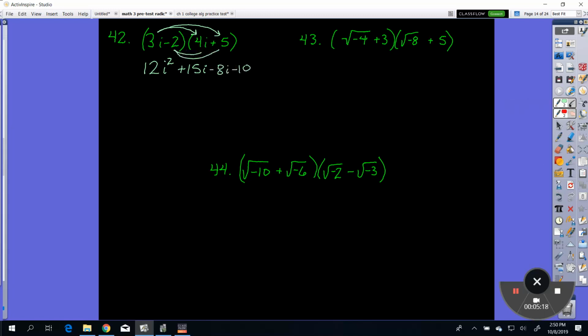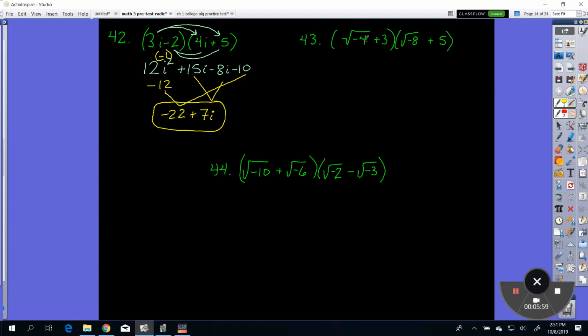So now I can combine like terms. Well, actually, first we need to remember i squared is negative 1. So that's really 12 times negative 1, which just makes it negative 12. Remember, i squared in essence, all it does is change the sign from being a positive to a negative, or if it's a negative, it changes it to a positive. Okay. So now I can combine like terms. Negative 12 and negative 10 make negative 22. Positive 15i minus 8i makes 7i. So negative 22 plus 7i is my answer.